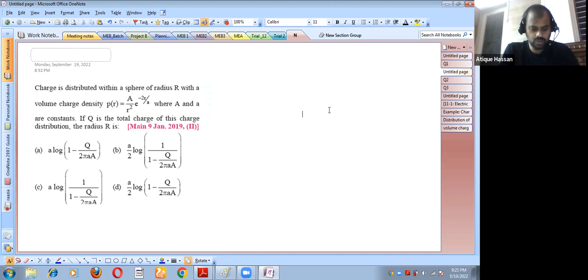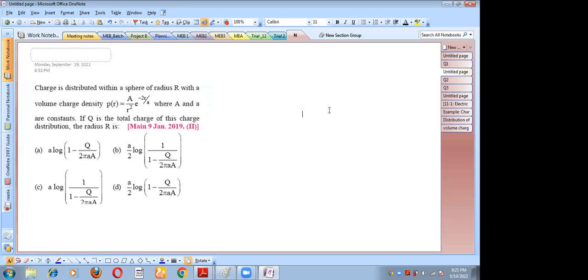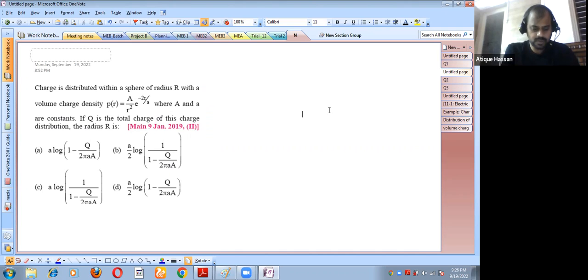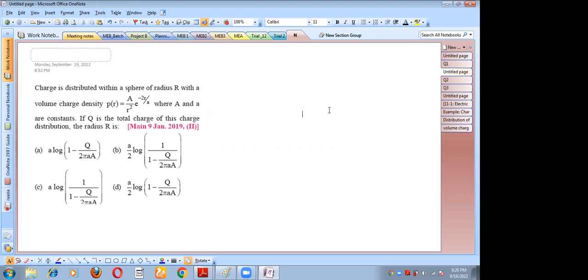Any idea how to solve this question? Are you trying, both of you? Yes, sir. Since rho is equal to delta Q by delta V, we equate both the equations, and delta Q is equal to A by R square e to the power minus 2R by A into delta V, and then we integrate it.